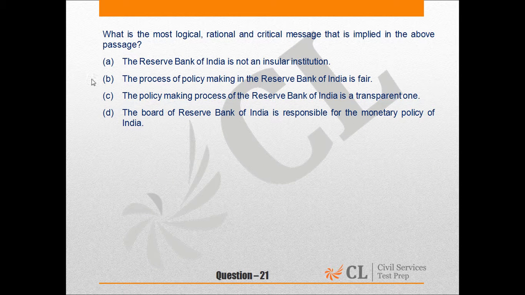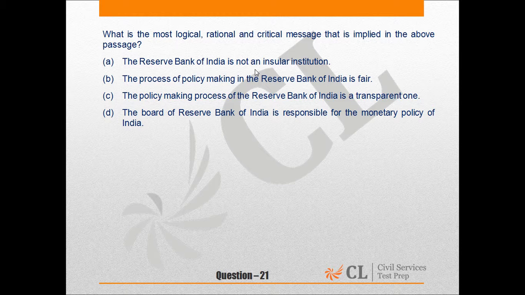Now the question is, it's a CR question. What is the most logical, rational and critical message that is implied in the above passage? So let's look at the options. A says the Reserve Bank of India is not an insular institution. Now the word insular, if we take its dictionary meaning, it says ignorant of or uninterested in cultures, ideas or people outside one's own experience.